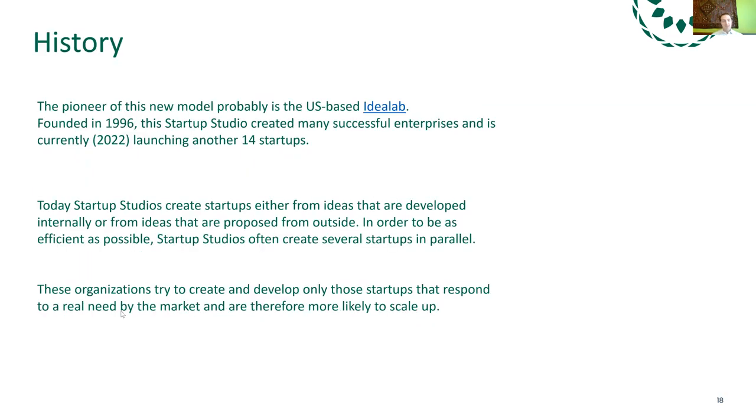And in this case, probably, we could not be sure, but probably the first is Idea Lab in 1996 in the US. They are still creating a number of startups today. And it's interesting to note that they do this frequently. So they do not focus on just one startup, but they create several startups in parallel.